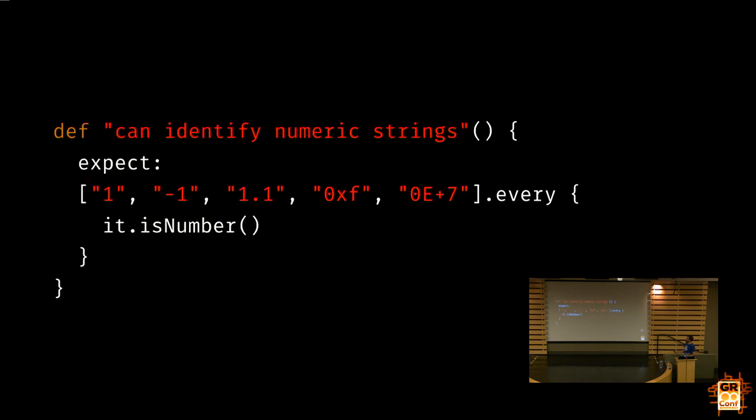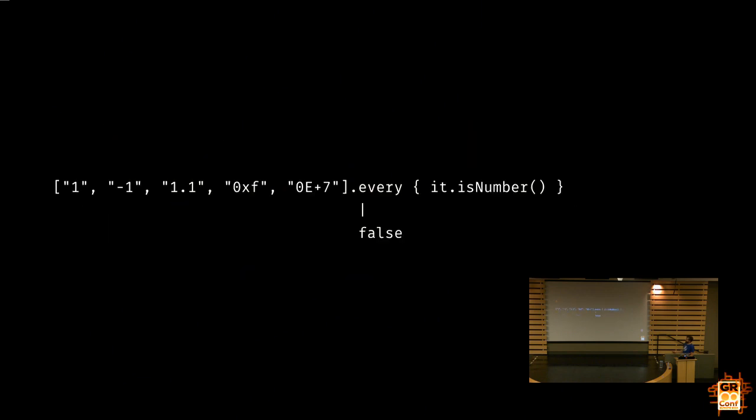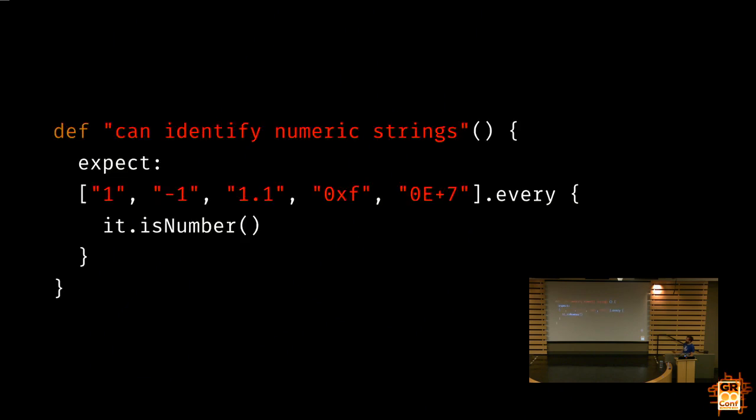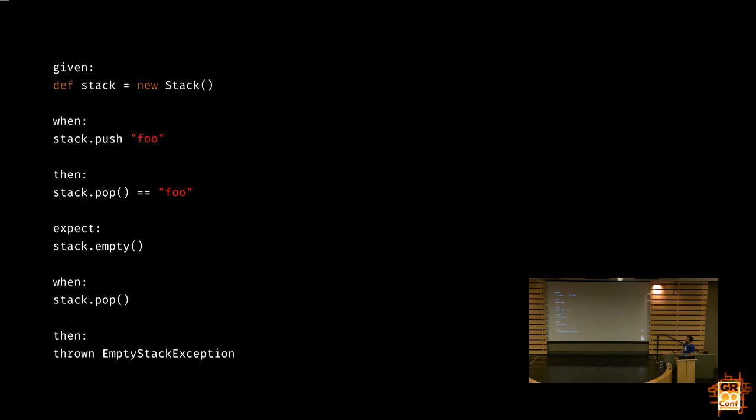Fail fast assertions are always good fun. Okay, what are we doing here? We are saying we can identify numeric strings, so all of these strings should evaluate as a number. What happens if one of them doesn't? In fact, one of those doesn't. If we look at the test output, what do we get? False, not very helpful. That's an example of a fail-fast assertion that's effectively using a loop instead of a where block. So structure it as a where block instead.